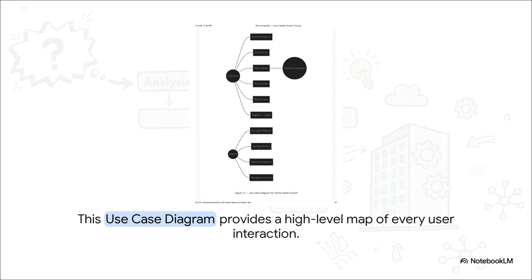And here's what that looks like. This is our first real blueprint. Over on the left, you've got your actors, the customer and the admin. And then you see all these lines connecting them to their use cases, basically all the things they need to do, like place order or manage products. Just like that, in one simple picture, we have a complete high-level map of every single thing a user can do in the new ShopEasy system.